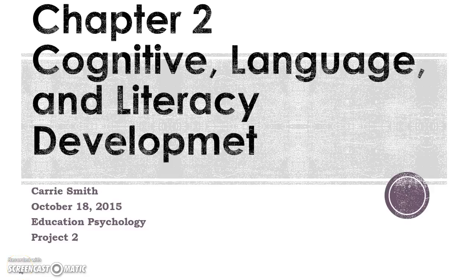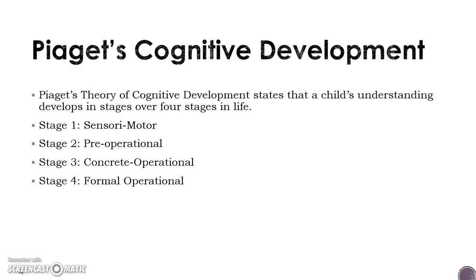My name is Carrie Smith, and I did my project 2 over Piaget's cognitive development theory, and I chose it out of chapter 2, which is cognitive, language, and literacy development. Piaget's cognitive development is a theory that states that a child's understanding develops in stages, and there are 4 stages.